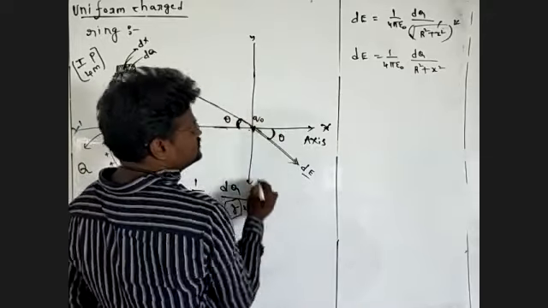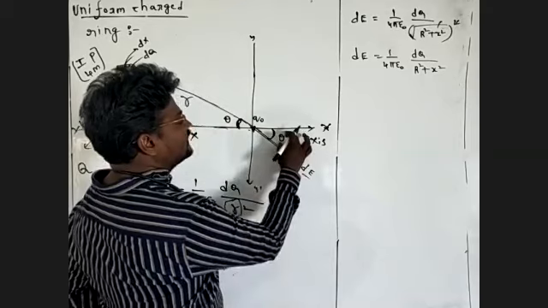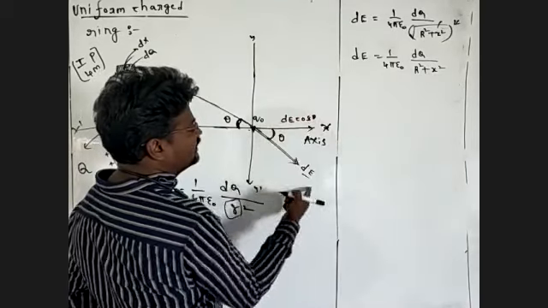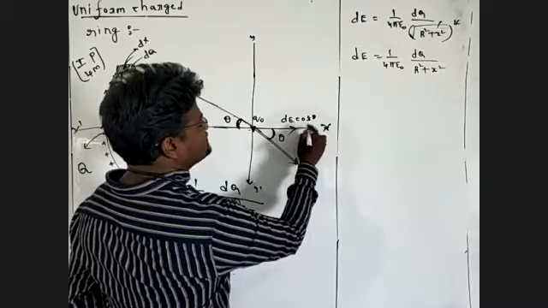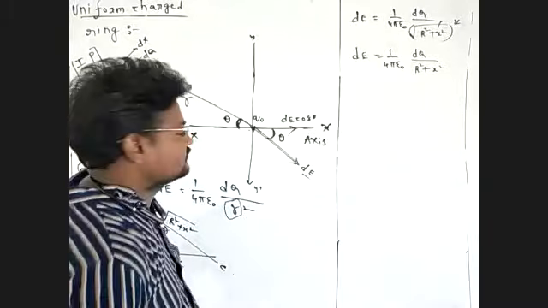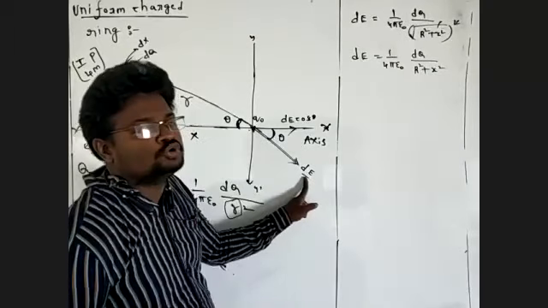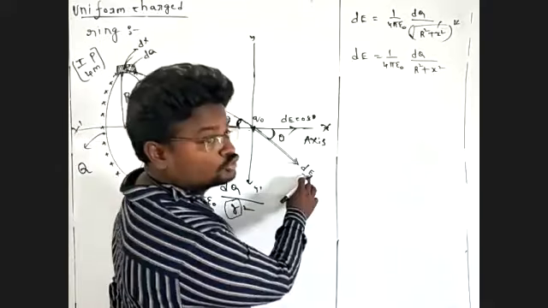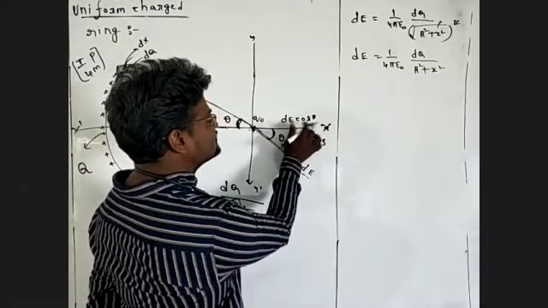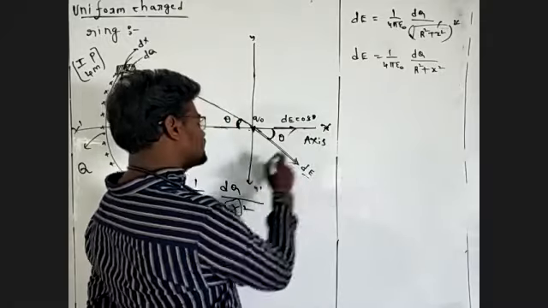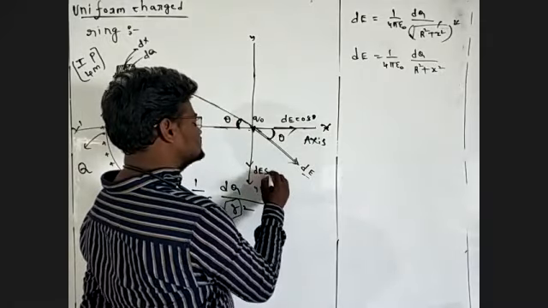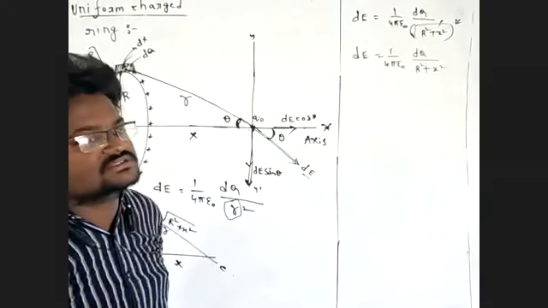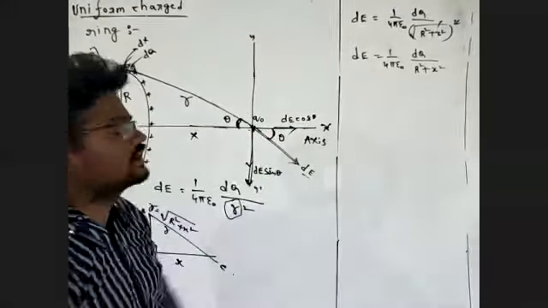This is the opposite angle. Now D making angle theta means this is D cos theta. D cos theta is the component of electric field that is along the x-axis. D can be resolved into two components. One component is D cos theta along the x-axis. Another component is D sin theta along the y-axis. These are the components of electric field.